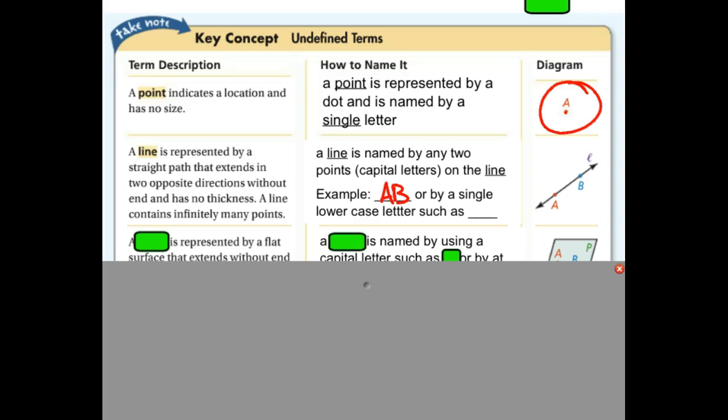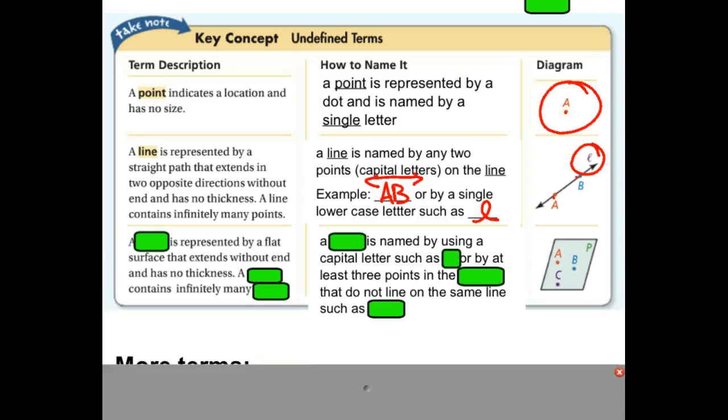And since it is a line, we then draw a line above A, B, because A and B are both points on that. You also might notice this little cursive L right there. So we can also name it with a single lowercase letter, such as that cursive L. So there you have that. Our next topic is planes.